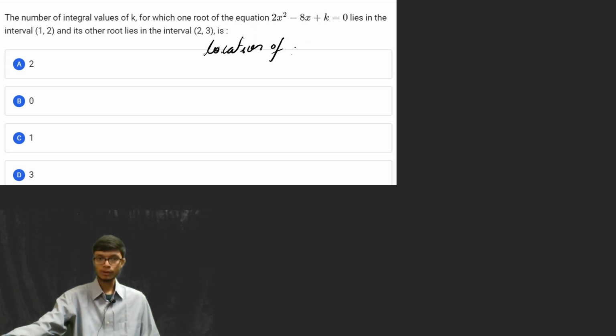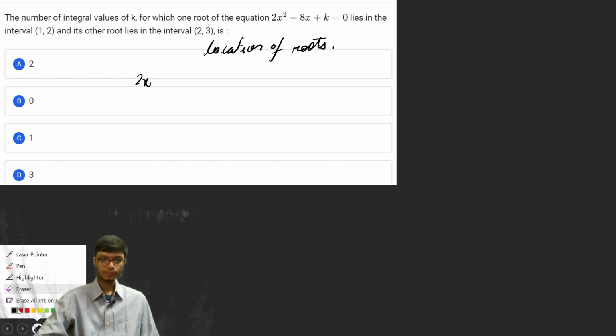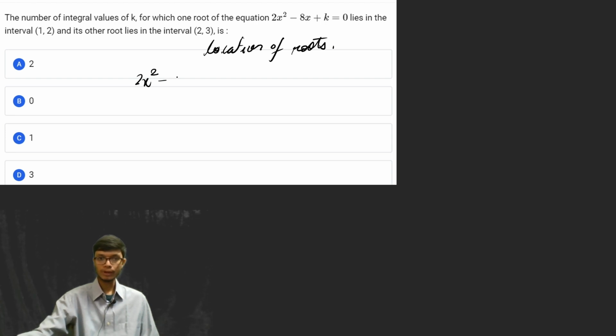So, location of roots. Again, location of roots is an interesting part. If you look at the quadratic equation, that is 2x square minus 8x plus k is equal to 0. Now it is saying: the number of integral values of k for which one root of this particular equation lies in the interval.